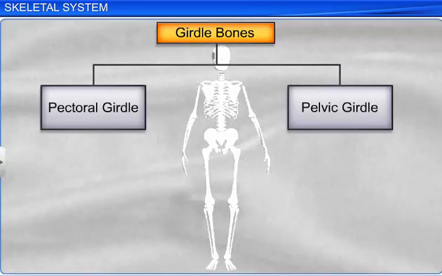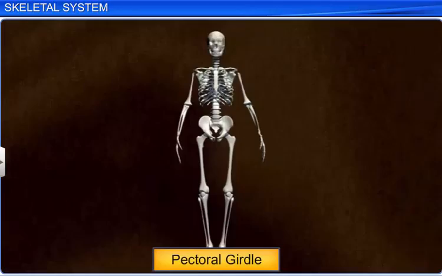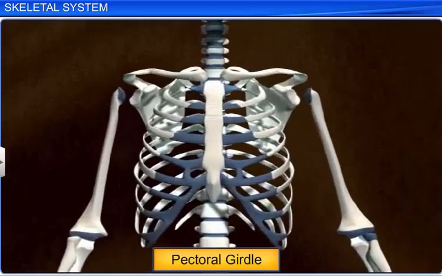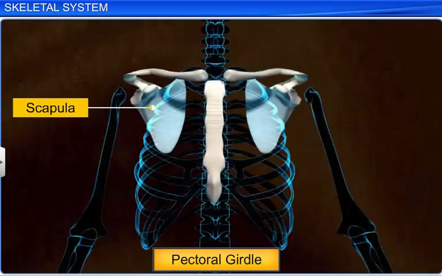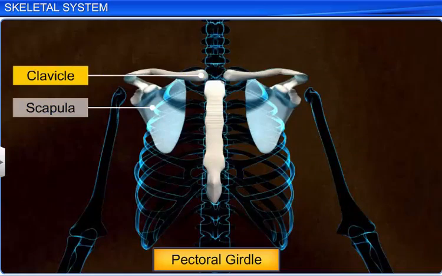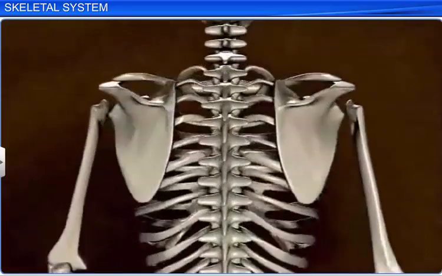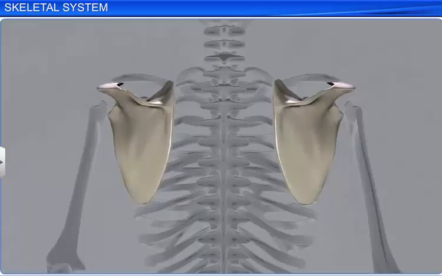There are 2 girdles, the pectoral or shoulder girdle and the pelvic or hip girdle. Each half of the pectoral girdle consists of a flat, large, triangular scapula and a curved, slender clavicle or collarbone. The scapula is situated between the 2nd and 7th ribs on the dorsal side of the thorax.